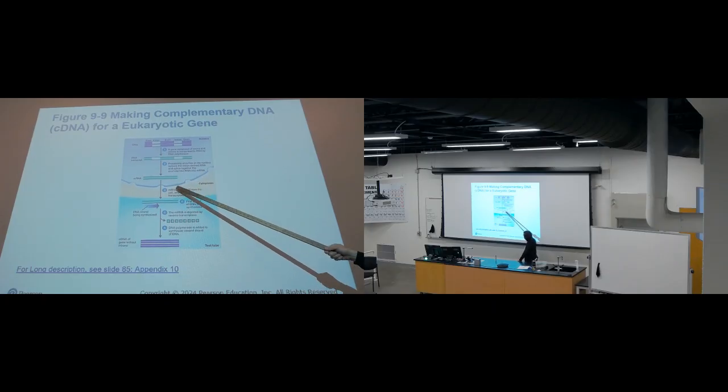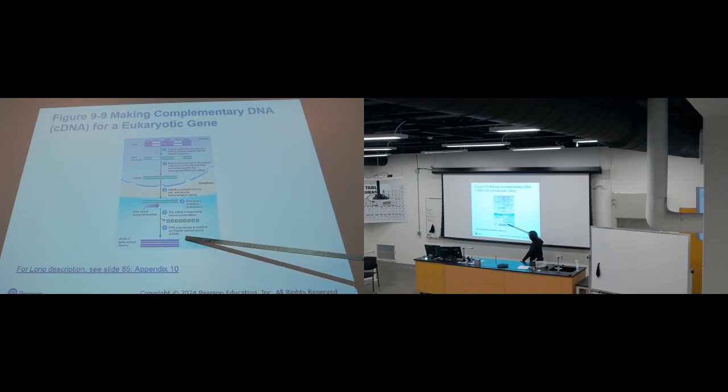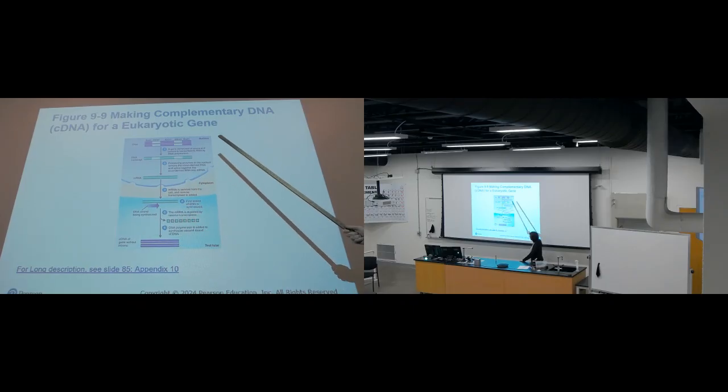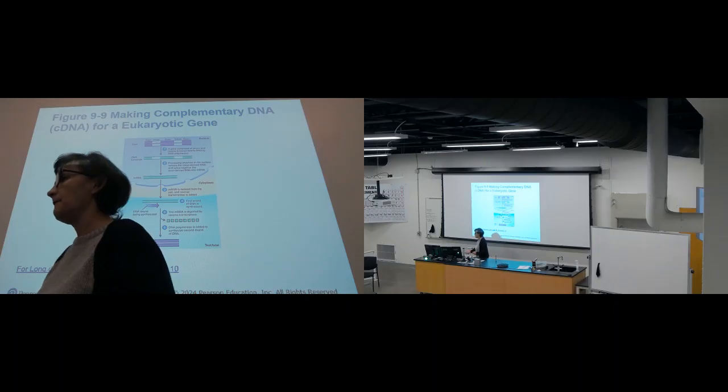And then once the messenger RNA exits the nucleus through the nuclear pores, you can synthesize your first strand of DNA, and then your messenger RNA can be digested by this reverse transcriptase enzyme, and then you have your cDNA without the introns. So that's the difference between these eukaryotic genes. You will have a copy of DNA without these introns when you use your reverse transcriptase.